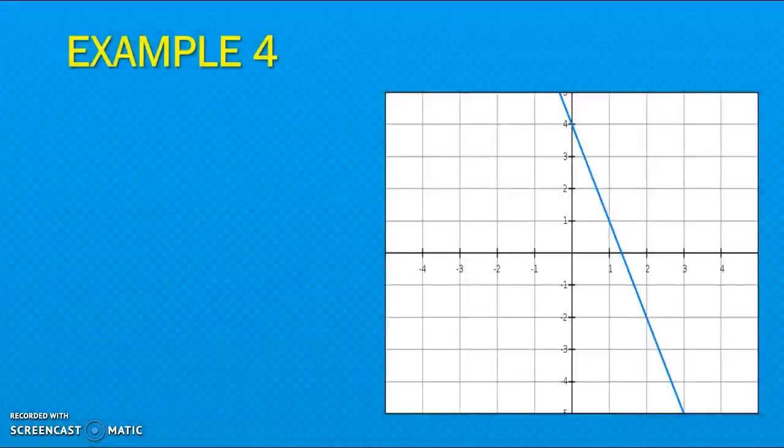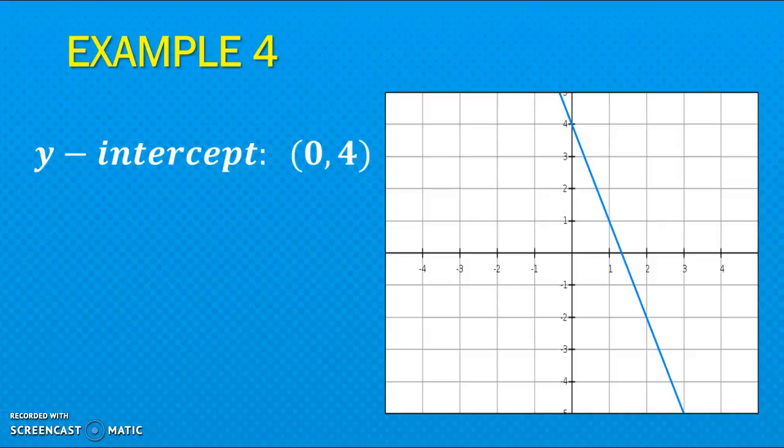Let's take a look at our fourth example. Again, let's identify where it crosses the y-axis. It looks like it crosses right here at 4, so that's the point (0, 4), which means b equals 4. This is a negative slope line because the little guy would be walking downhill from left to right, so I should have a negative slope. Let's follow this line until it crosses exactly. It looks like it's right here at the point (1, 1).